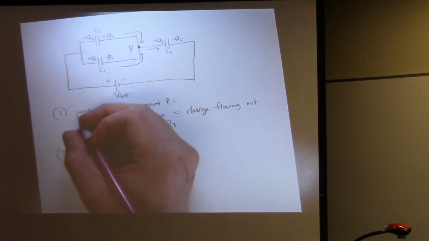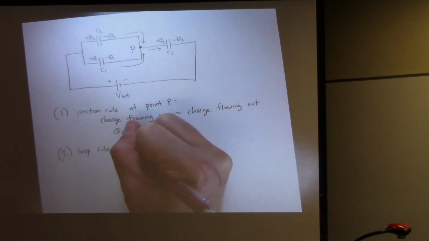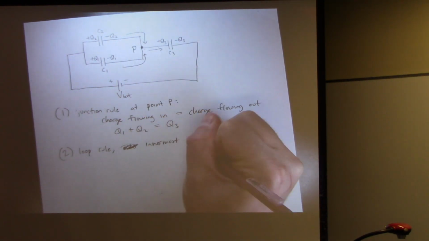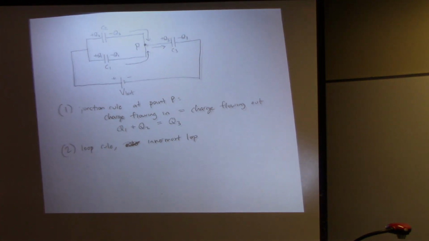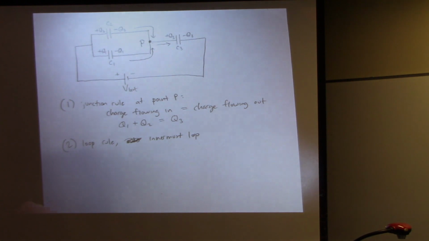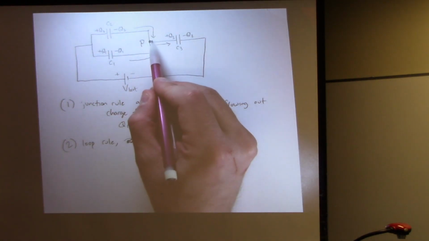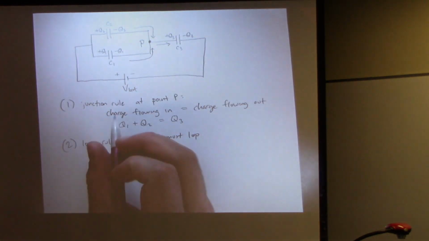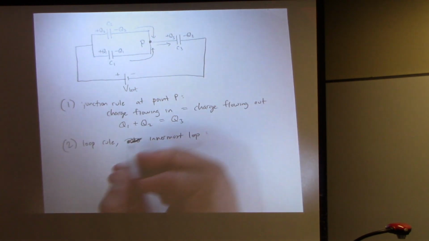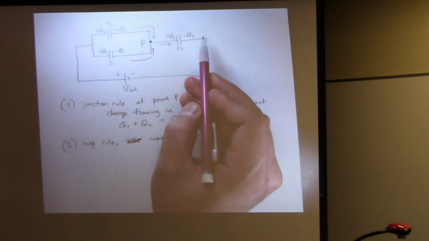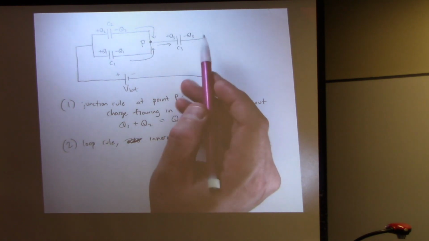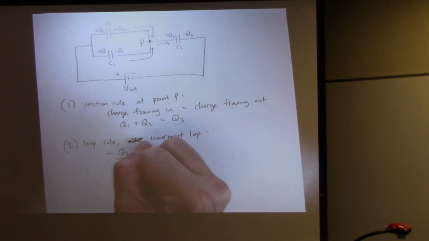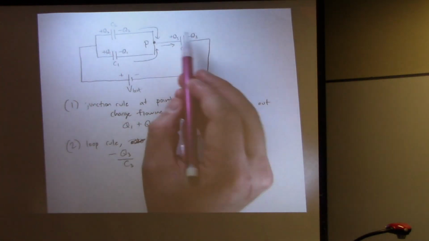The second one is this. We're going to take the loop rule, apply it to the innermost loop first. And we're going to start at point P and go clockwise. Okay, starting at point P, going clockwise, the first thing we encounter is capacitor 3, which has charge Q3 on its plates. Now, since I'm going from the positive to the negative plate, just like if this were a battery going from the positive to the negative terminal, that is a negative voltage. So minus Q3 divided by C3 is the voltage I get going across this capacitor.